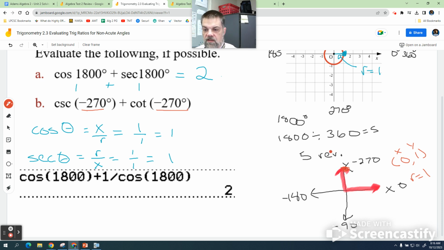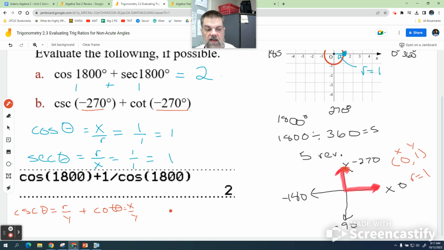So we're going to do kind of the same thing. I'm running out of room here. But cosecant is the reciprocal of sine. So cosecant of theta would equal the hypotenuse over the opposite, which would actually be R over Y, right? Am I getting that right? Plus cotangent of theta, which would be the X over the Y.